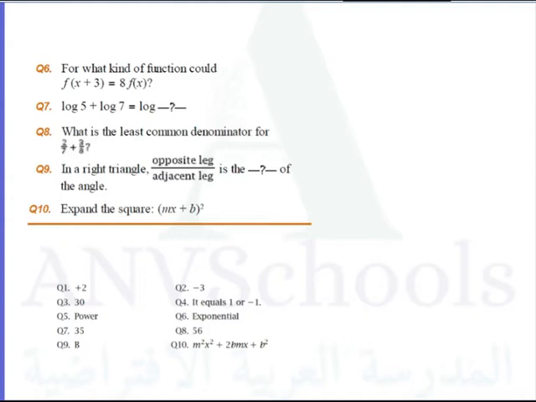Question 6. For what kind of function could f(x plus 3) be equal to 8f(x)? So as you can see here, this is an addition property. So we add 3 to the x, and here we multiply 8 to the f(x). So it's multiplication. So this is most likely an exponential function, right? Because we have the property add multiply for exponential functions.